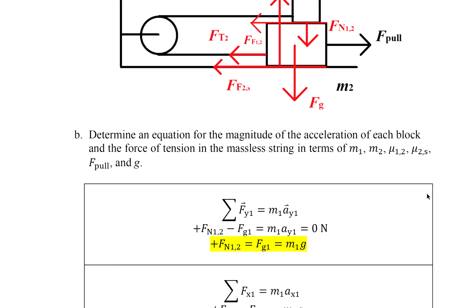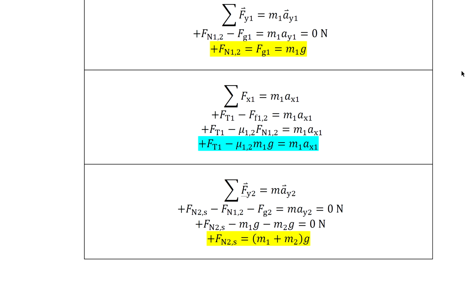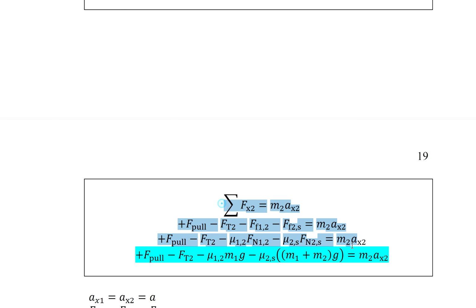Part B, determine an equation for the magnitude of the acceleration of each block and the force of tension in the massless string in terms of m1, m2, mu12, mu2 surface, force of pull, and g. So we want the acceleration. This is sigma f sub y1. This is sigma f sub x1. This is sigma f sub y2. This is sigma f sub x2. So definitely pause the video and try to see how I obtained these equations.